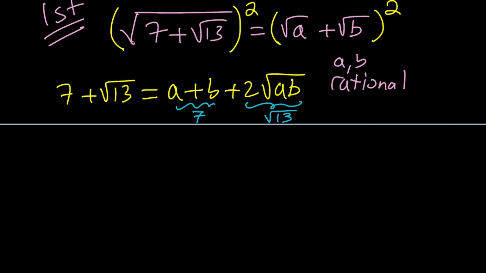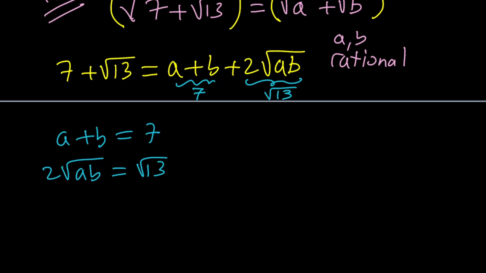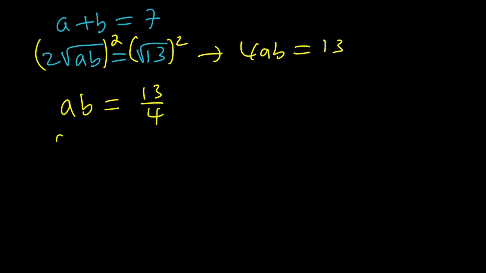So how do you find a and b from here? We got ourselves a system like this. A plus b is 7. 2 square root of ab is equal to square root of 13. First of all, let's square both sides here. If you square both sides, you're going to get 4ab is equal to 13, which means ab is equal to 13 over 4. And we already know a plus b is equal to 7.